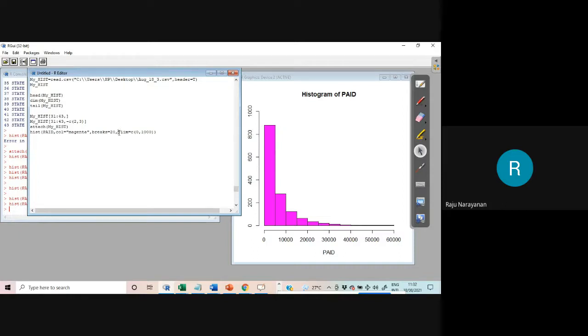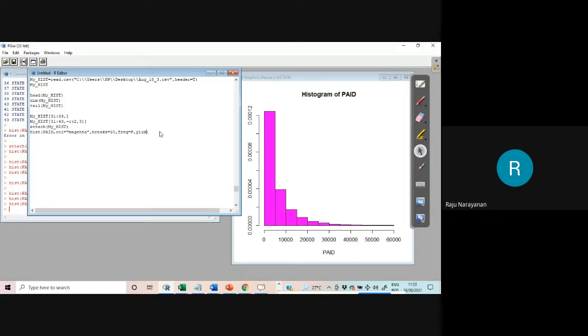Suppose you want relative frequency. What is relative frequency? Frequency in a class divided by total frequency. That is actually the classical definition of probability: the number of favorable cases divided by the total number of cases. Therefore, freq is equal to FALSE. Then the maximum value will be 1. Correct? Maximum value will be 1. 0.000, 0.004, etc.